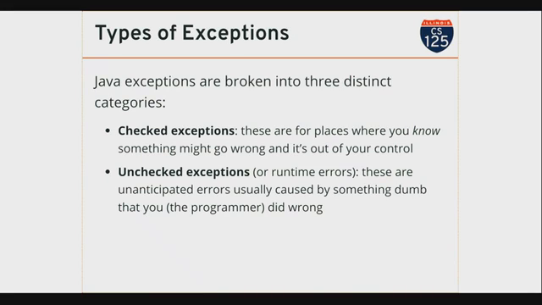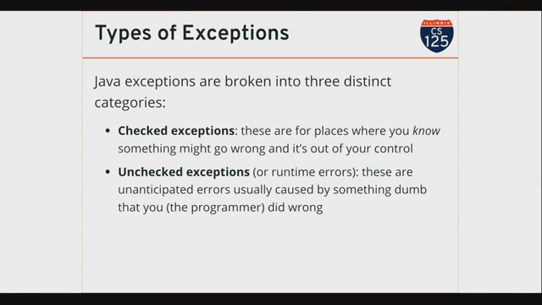So unchecked exceptions are sometimes referred to as runtime errors. These are unanticipated problems. In the first case, we're anticipating that something might go wrong, and we're gonna do some work as the programmer to prepare for that. In the second category, you are not anticipating that something could go wrong, because usually these are the result of something dumb that you did. You messed up. You walked off the end of an array. You have a reference and you didn't check it for null, and then you tried to do something with it.